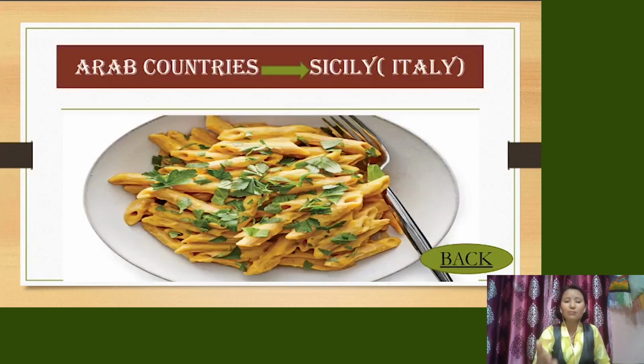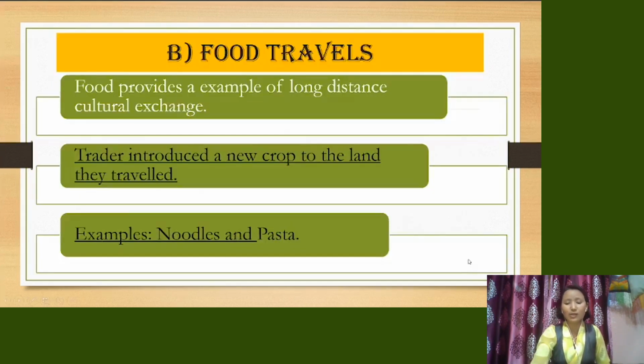Not only that, pasta is a food which is originally from Arab countries. Later this food traveled to an island called Sicily in Italy. So these two provide us an example of food that has traveled from one region to another. Let me give you a few more examples.